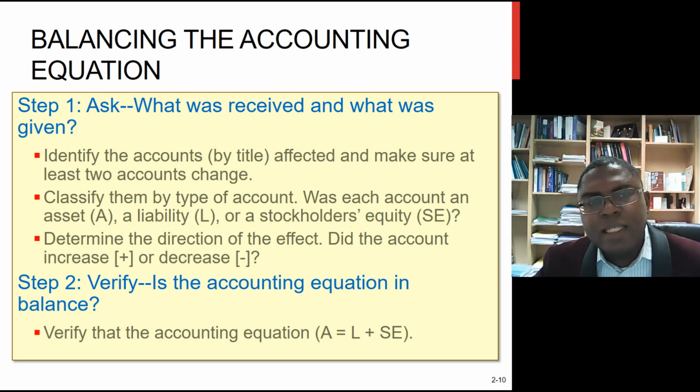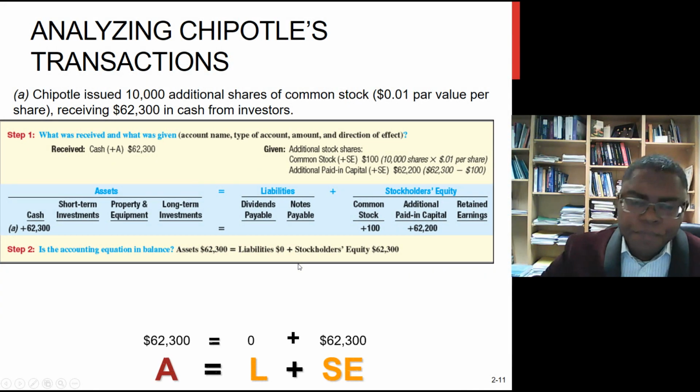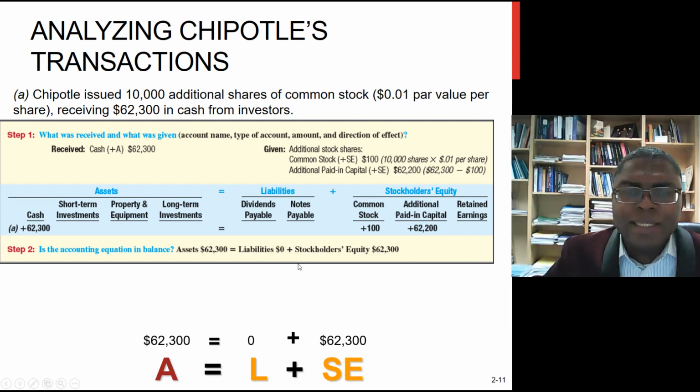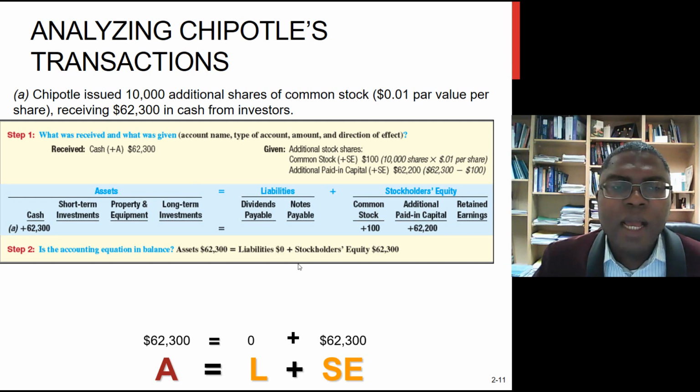We need to also verify that the accounting equation remains balanced. After we identify and record the transaction based on the different accounts, we need to ensure that the balance sheet equation balances. Assets should always be equal to liabilities plus stockholders' equity. We are going to go through a couple of example transactions, and we'll see the accounts that are affected and how we record those transactions.